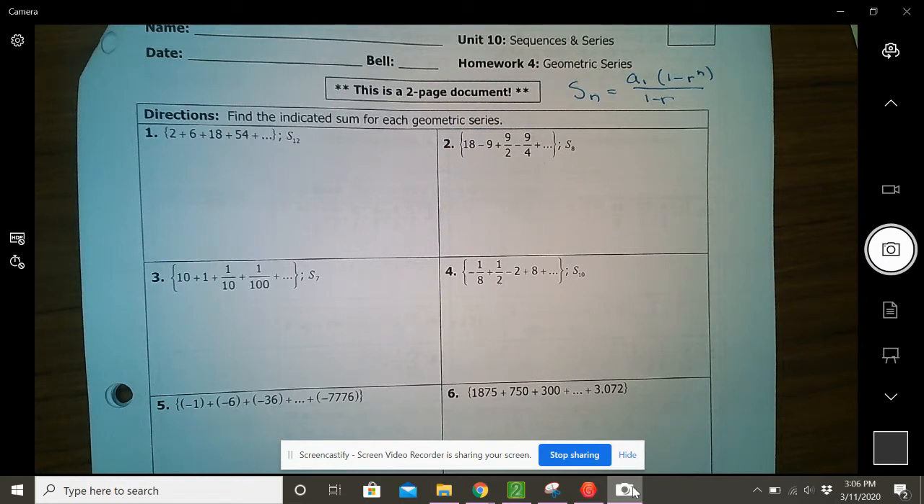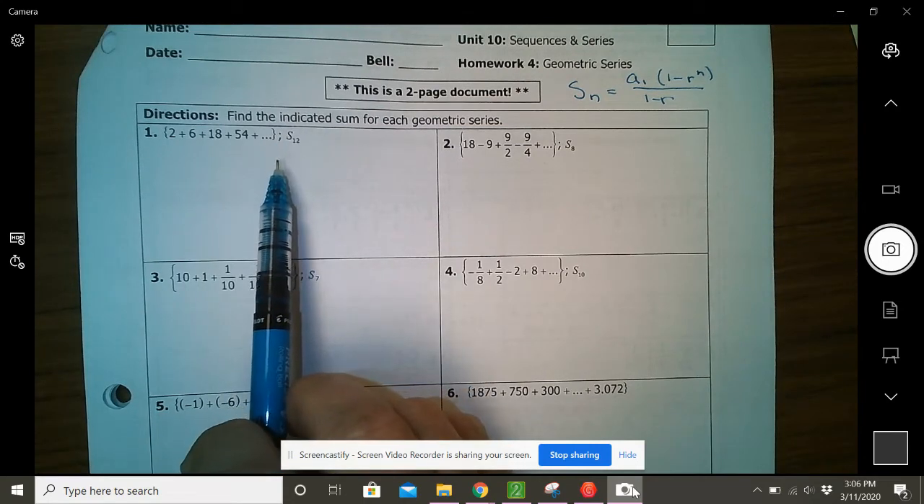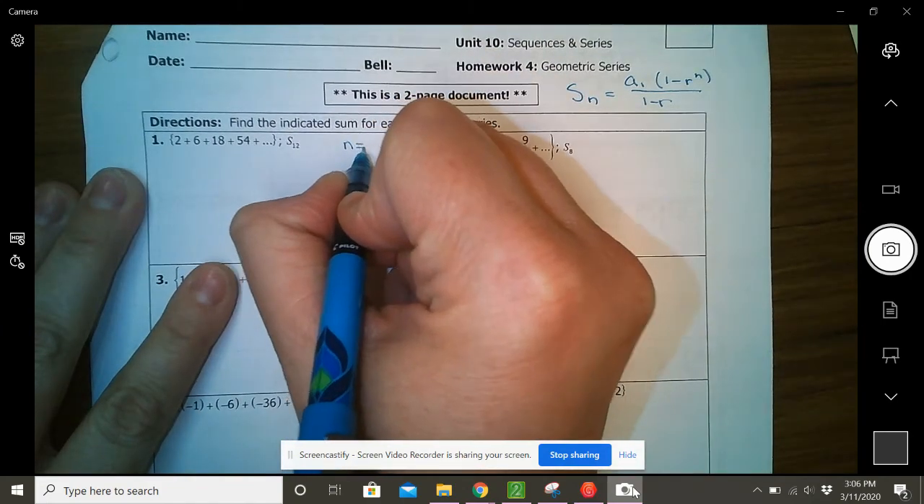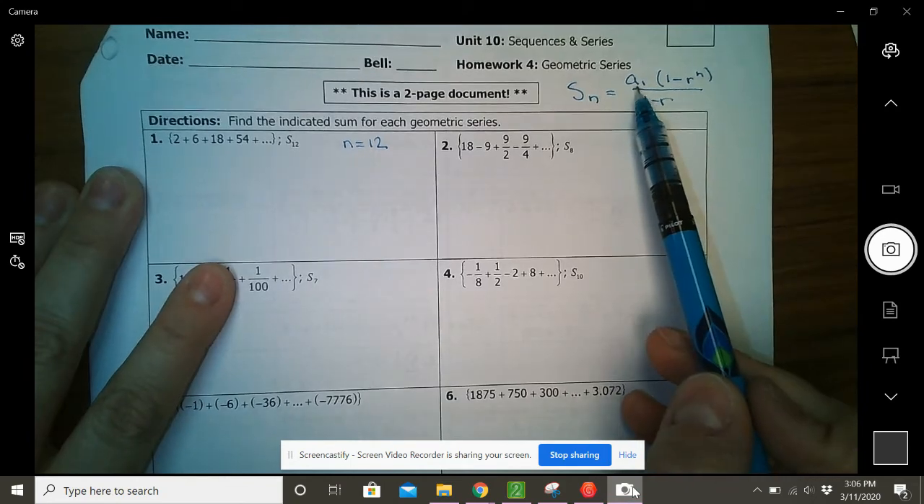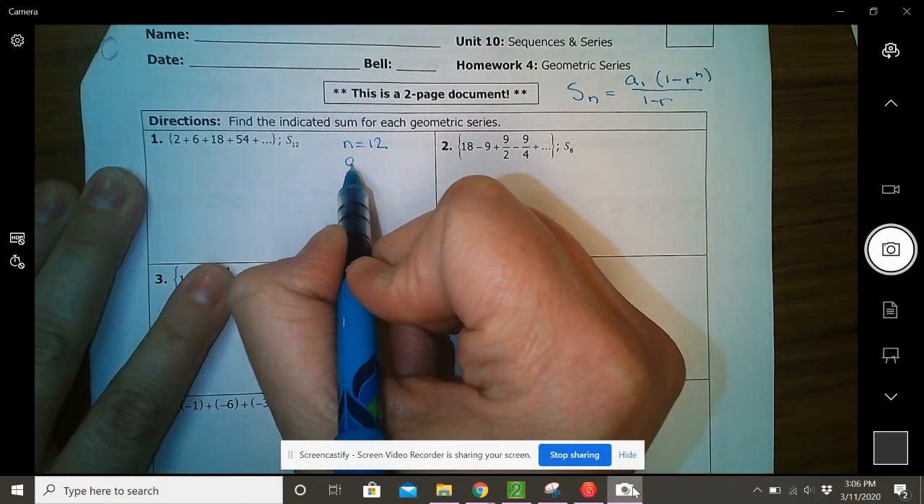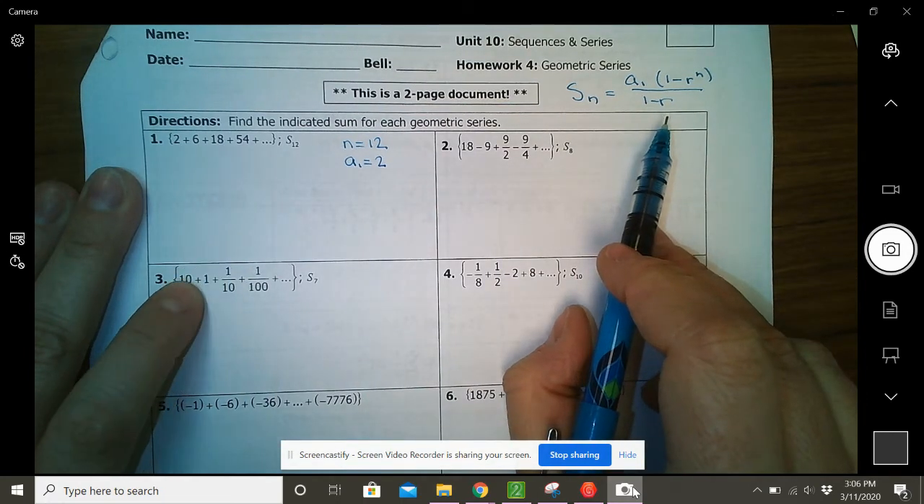So let's look at what we need here. Number one, the directions tell us to find the indicated sum for each geometric series. I know this is not an infinite geometric series because it's telling me to find the sum up through 12 terms. So in my formula, I know the n value is going to equal 12. Other things I need in the formula are the A1 value, very clearly, that is 2. And then the last thing I need in the formula is the common ratio.